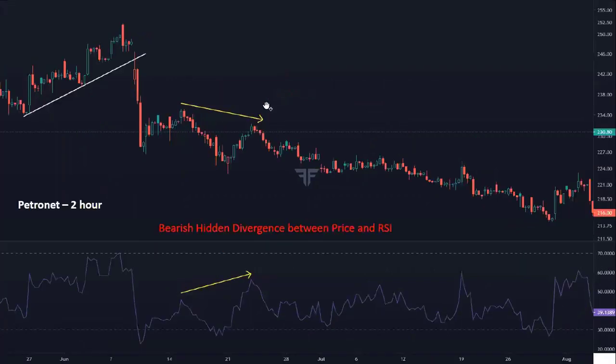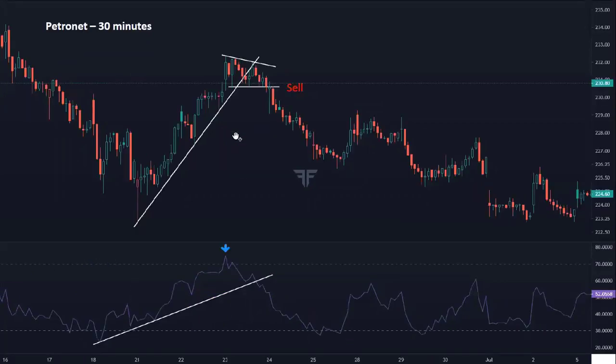So again, going back to the previous chart, on the larger time frame, we had a bearish hidden divergence that formed between price and RSI. And on the lower time frame, we have price breaking this upward sloping trend line, and we have price breaking below this descending triangle pattern as well. On top of that, we had a bearish failure swing in RSI, and we also had RSI breaking below this trend line.